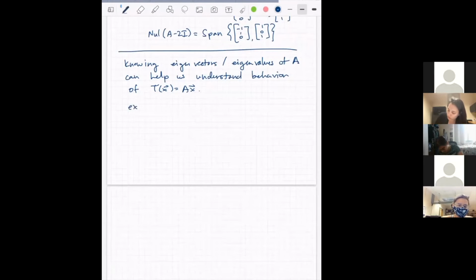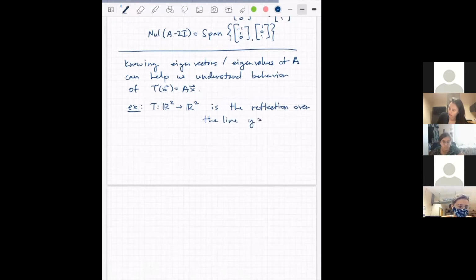So for instance, if T is the linear transformation that is the reflection over the line y equals minus x, so in R2. So the line y equals minus x is right here. This is the linear transformation that gives you the reflection over this line, right?